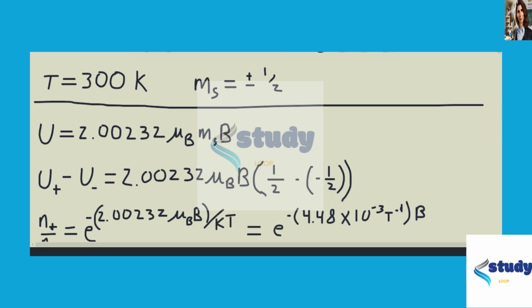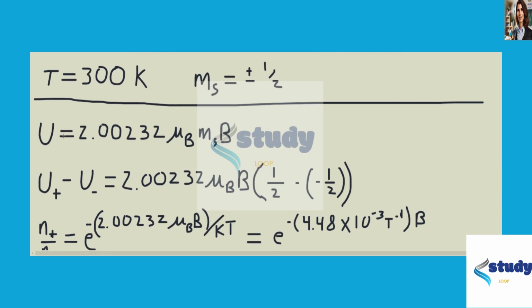We're told we have a hydrogen atom in the 1s state placed in an external magnetic field in the z-hat direction. The temperature T is 300 Kelvin, and the spin quantum number m sub s is going to be plus or minus a half because we're dealing with electrons. So we know the formula for potential energy, U, is equal to 2.00232 mu sub B times m sub s times the magnetic field B.